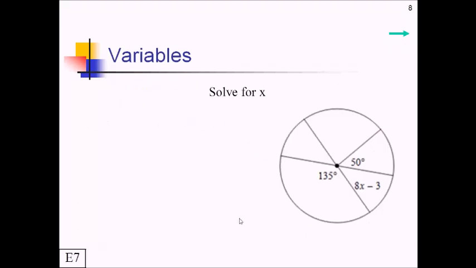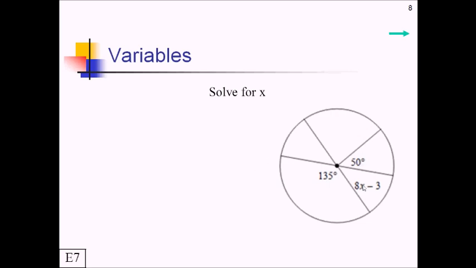For our final problem, suppose we're given a circle with these three central angles here. Pause the video and see if you can figure out the value of x. All right, let's see how it went. Now, if we knew these other two central angles, we could add all five of these together and set it equal to 360. But we don't know these other angles. We could probably find them, but there's an easier way.